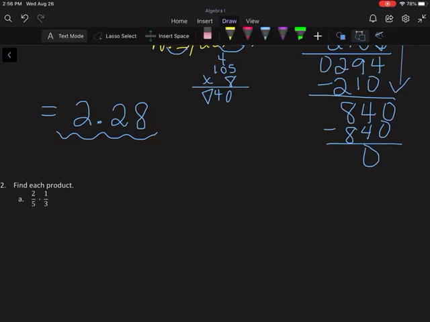Okay, so those are just the decimal ones. Now we need to do fractions. These actually are easier, I think, right? Because all we have to do is multiply across.